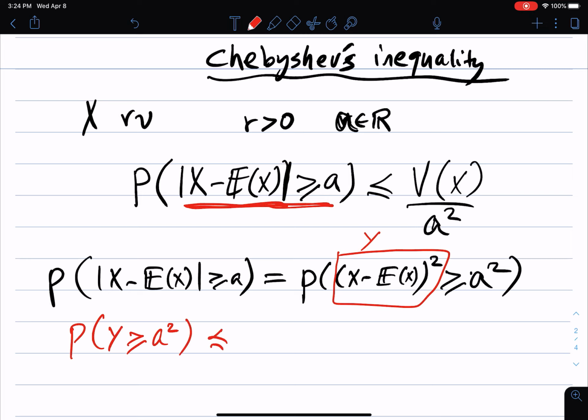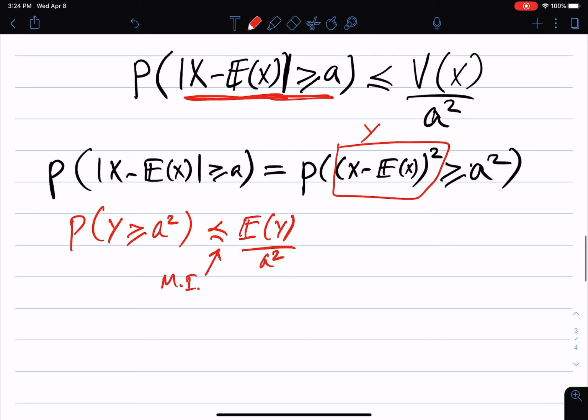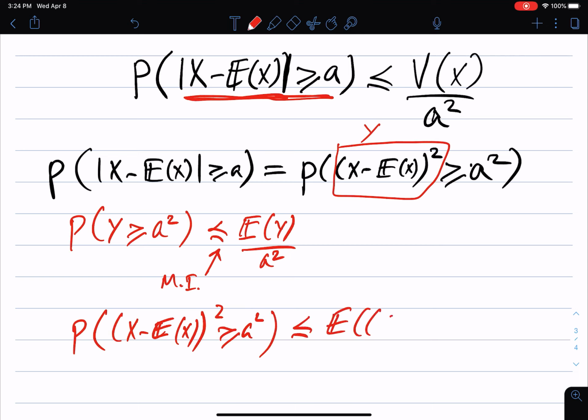This, by Markov's inequality, is smaller than or equal to E of y divided by A squared. So if we go to this and we look at y, then the probability of (x minus E of x) squared greater than or equal to A squared is smaller than or equal to E of (x minus E of x) squared divided by A squared. But if you look at this, what's in the numerator here? This is V of x, the variance.